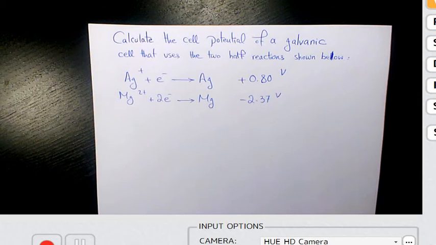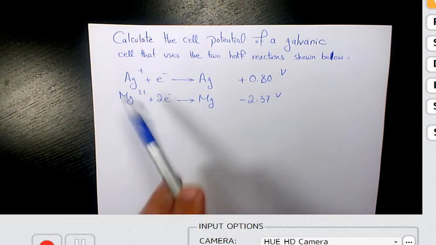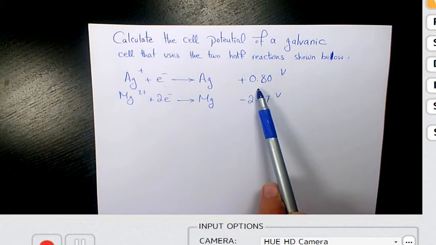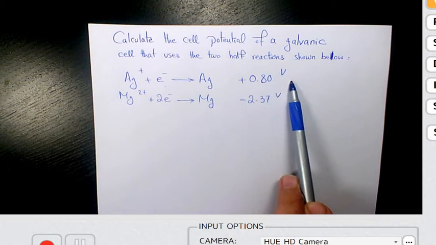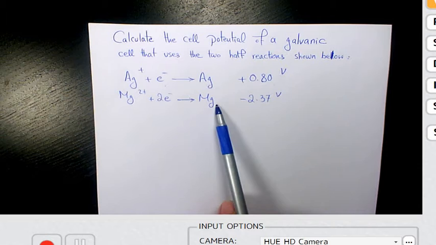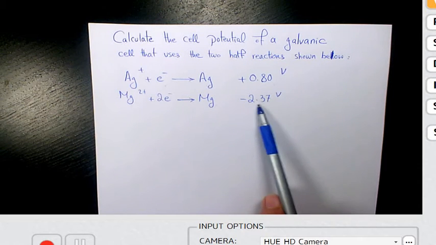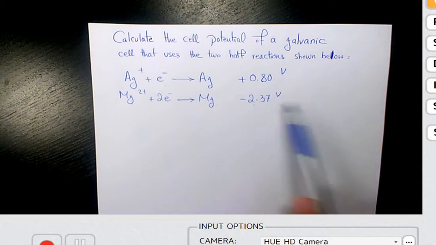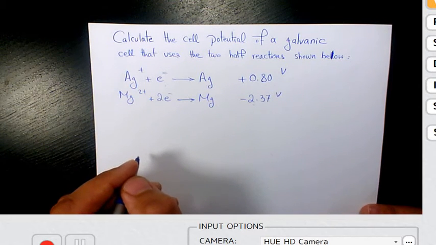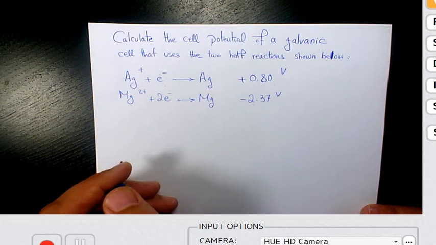In this example, we need to calculate the cell potential of a galvanic cell that uses the two half reactions shown below. If you have Ag+ + e- gives you Ag, and that's +0.8 volt. And here we have Mg2+ + 2 electrons is going to give you Mg, and it is -2.37 volt. So first of all, I'm going to write the equation for finding standard cell potential.